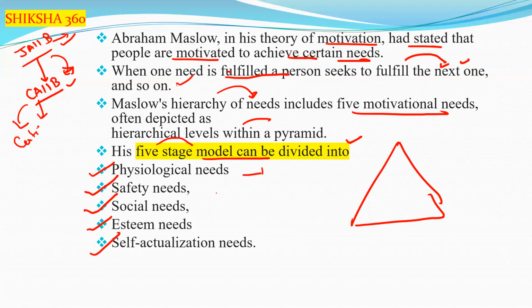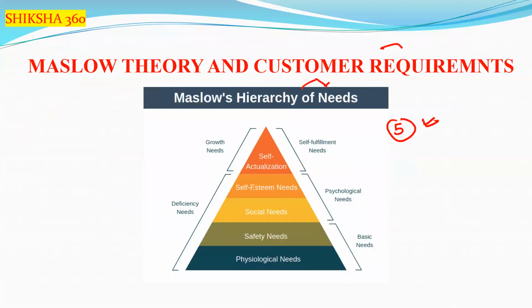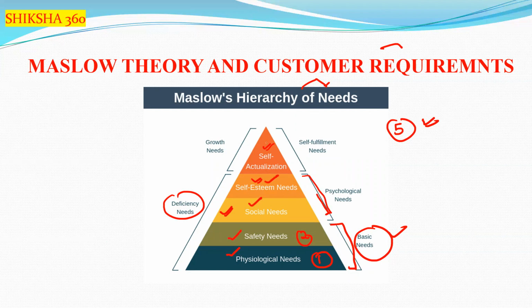We have to discuss each one by one, what has to be included under each. First we have to fulfill the physiological needs, and after that the safety needs. These are considered to be the basic needs: physiological needs and safety needs. Next we have social needs, self-esteem needs, and self-actualization needs. All these come under the deficiency needs.